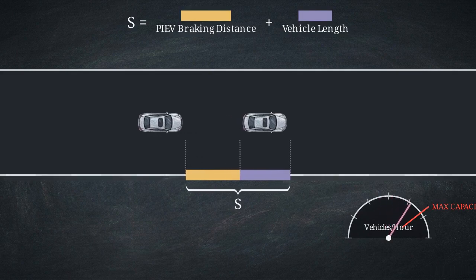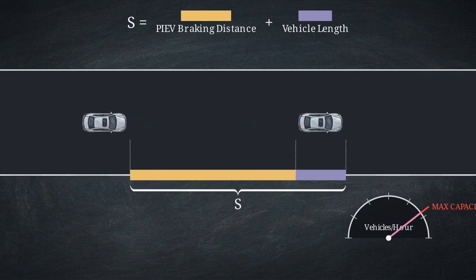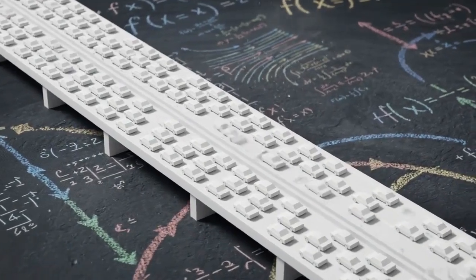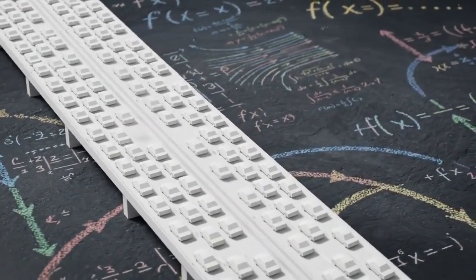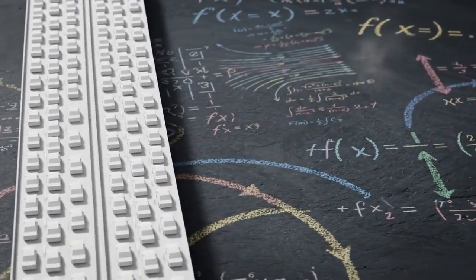Because human reaction limits require spacing to increase as speed increases, there is an eventual cap on how many vehicles can move through a lane per hour. Ultimately, a road's maximum capacity is a rigid mathematical limit, defined by the biological constraints of the human brain and physical dimensions of the chassis.